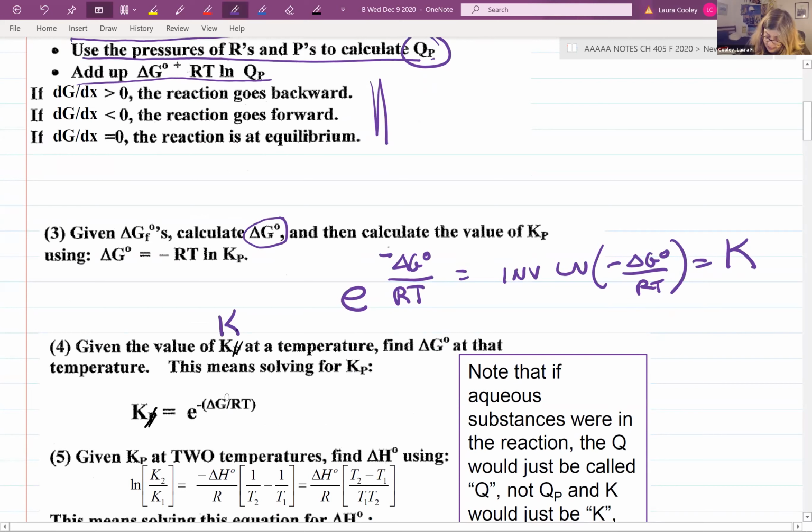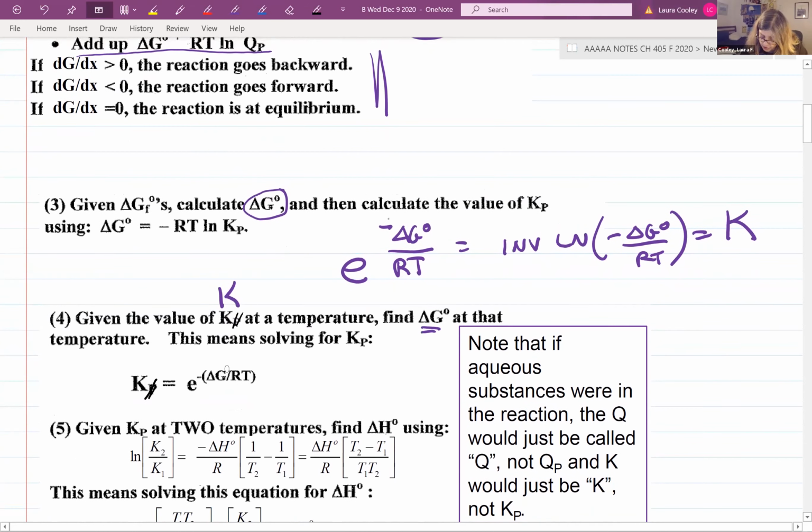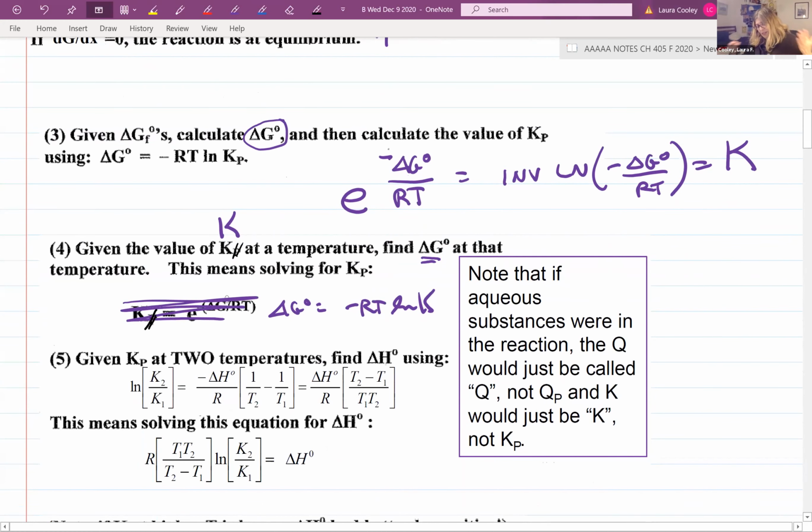Similarly, if you were given the K, it might not be a Kp, it might be with concentrations, and the temperature, you could find the delta G zero at that temperature. This is a little confused. Because delta G zero at that temperature is minus RT log of K. I think I got that a little mixed up, but yeah. So if you're solving for K from the delta G zero, you have to use this thing.